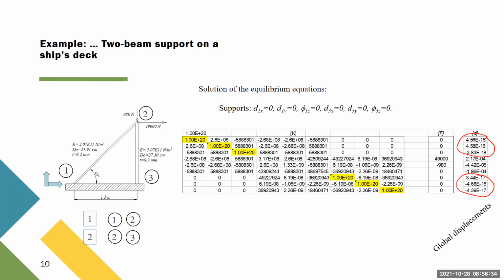But this is the displacement of this point. How much is this? E to the minus 16. Basically 0. So this is the solution. Now, this 2 to the minus 4, that's the displacement in the x direction. So this point here moves to the right. Not much.